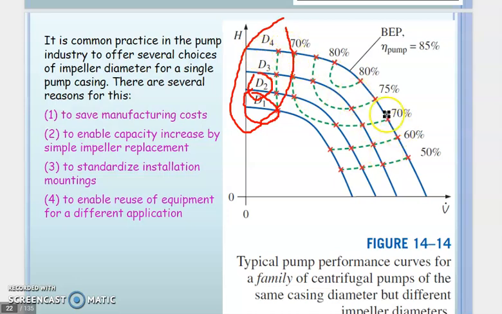Okay, but why do we do that? Why do we put it in the same casing? Because we want to save manufacturing costs. We want to enable capacity increase by simple impeller replacement, and to standardize installation mountings or base, and to enable reuse of equipment for different applications. Okay, right, this one is going to be a comprehension question.